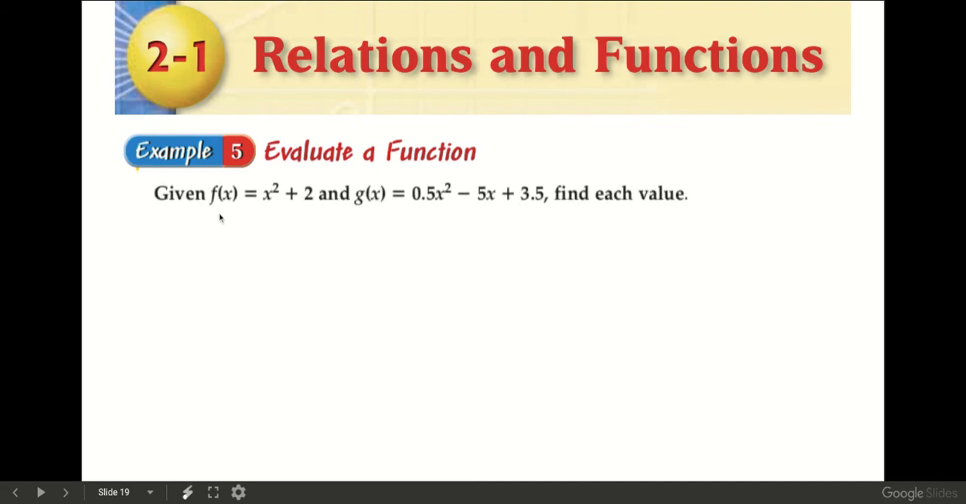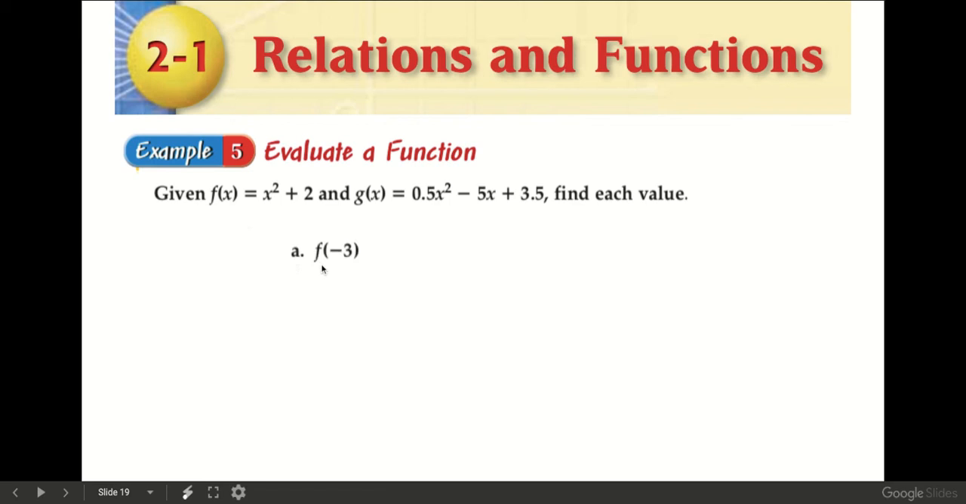If we're given the function f of x equals x squared plus 2 and g of x equals 0.5x squared minus 5x plus 3.5, it says find each value. So here I'm given two different functions. I'm given the f function and the g function. And again, that leading letter is just the name of the function, and the variable on the inside is the input variable, right, where I'm going to be inputting values.